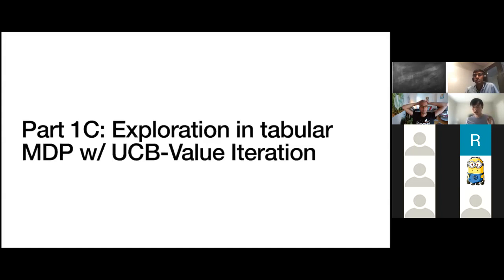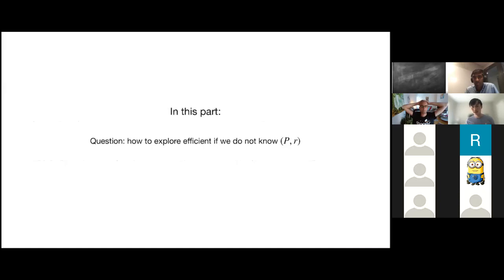Okay, so the last part, which is about exploration. Again, I'm going to quickly go through the algorithm and the intuition, and we're going to leave the details of the proof in the recitation. So the motivation is that, if you don't know anything about the Markov decision process, right?